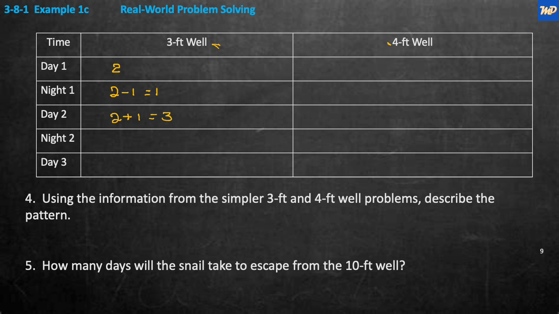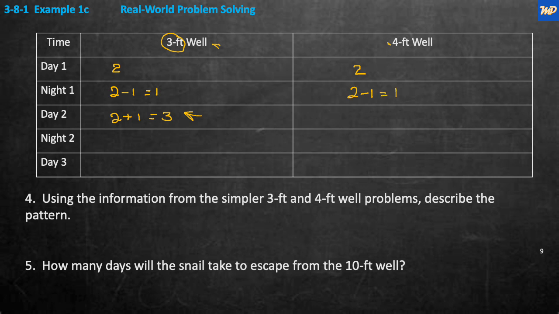And how deep is the well? We've escaped at the end of the second whole day. So it's one whole day and night, and then a day. Let's do the 4-foot well. Same thing. Day 1, we're at 2 feet. At the end of night 1, we're at 2 minus 1 feet, which is equal to 1 foot.